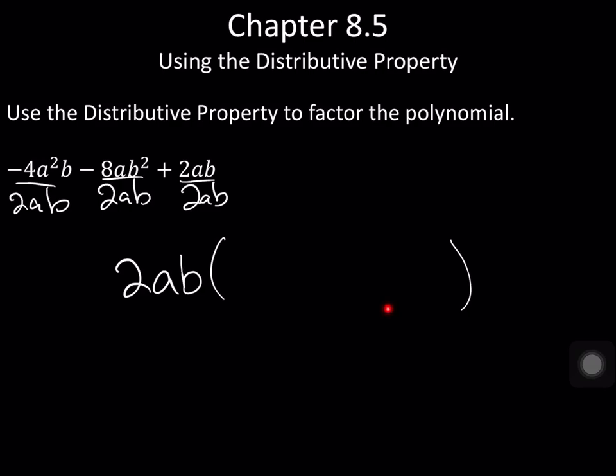So we should have negative 4 over 2 would be negative 2. A squared over A would leave an A, and the B's went away. Negative 8 over 2 is negative 4. This time the A's went away, and we had B. And then plus 2AB over 2AB, everything went away, but we do still have a 1 sitting there. When everything reduced, 1 was left over.